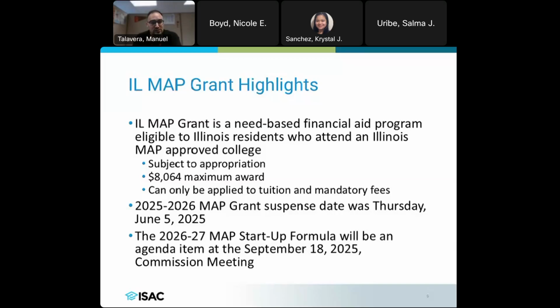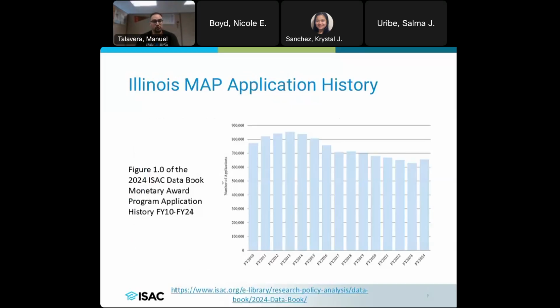And lastly, in terms of the 26-27 MAP grant startup formula, meaning the formula that determines what the maximum award is, that's an agenda item that will be talked about in our upcoming commission meeting tomorrow. Some of you are familiar and may attend those, but I just wanted to give that reference because we don't have the 26-27 information out yet. So we're still talking about 25-26, which is this current award year.